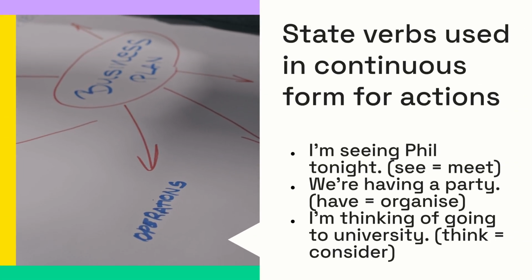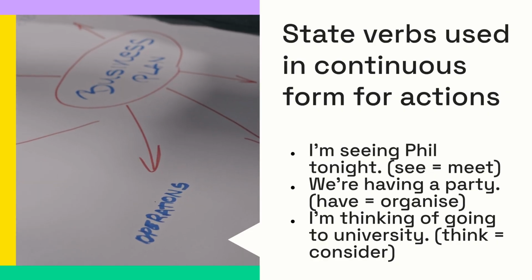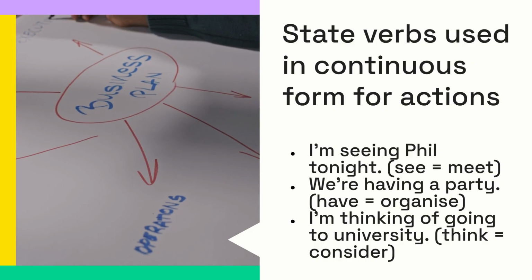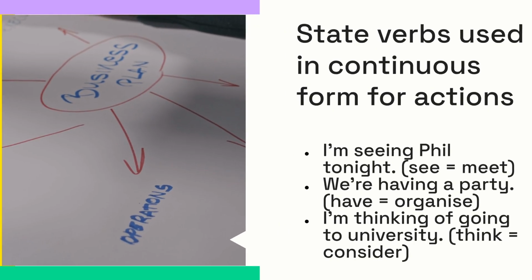However, some state verbs can be used in the continuous form when they describe actions. For example, I'm seeing Phil tonight, where see means meet, or we're having a party, where have means organize.